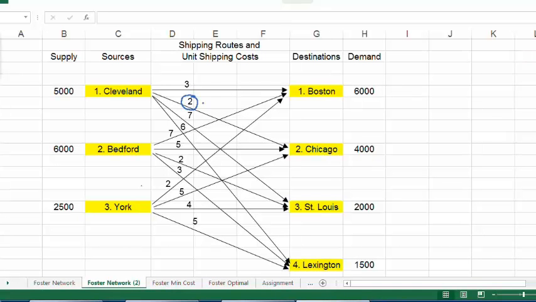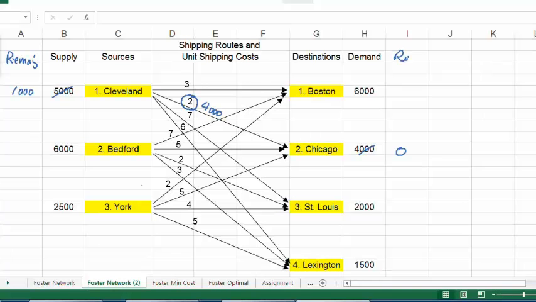Okay, so here I'm going to send 4,000. And I'm going to keep track of the remaining supply. So 5,000, we're sending 4,000, so the remaining supply is 1,000. 5,000 minus 4,000 is now 1,000. And here Chicago is receiving all of 4,000. And so now it's done.